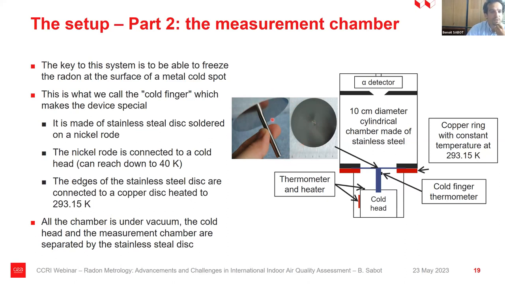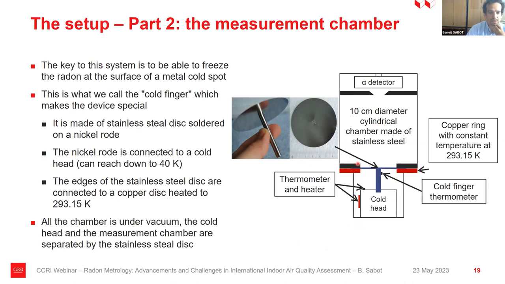The idea of this cold finger is that the nickel rod has a very good conductivity and you can solder it on stainless steel. The cold finger will be linked to a cold head to reduce the temperature as much as possible. And the stainless steel membrane will make sure that we separate the measurement chamber from the cold head below this measurement chamber.